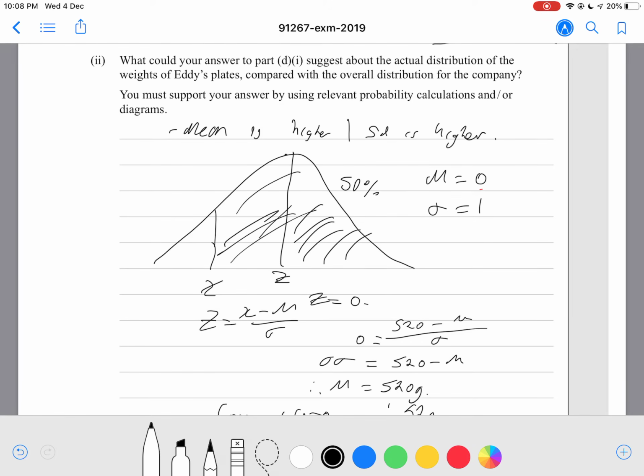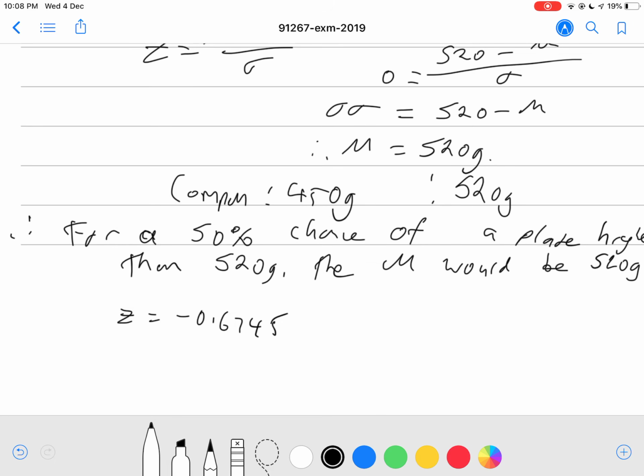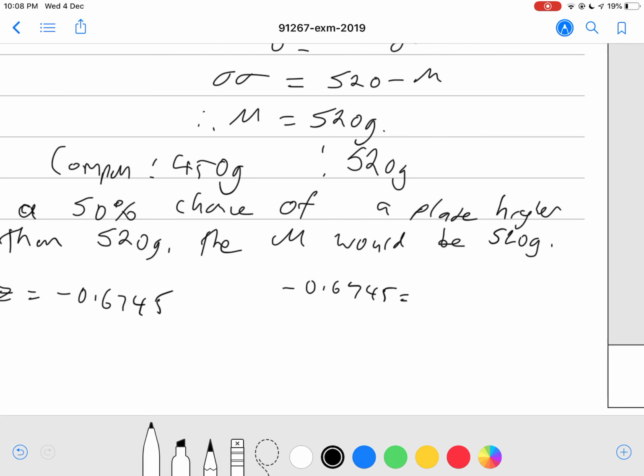For example, if we use 75%, this time we need to figure out our z value. So our tail is right and our area is 0.75, and our z value is equal to negative 0.6745. So our standard deviation would equal 520 minus 450 over our standard deviation.